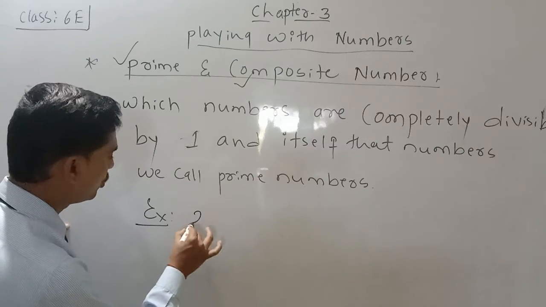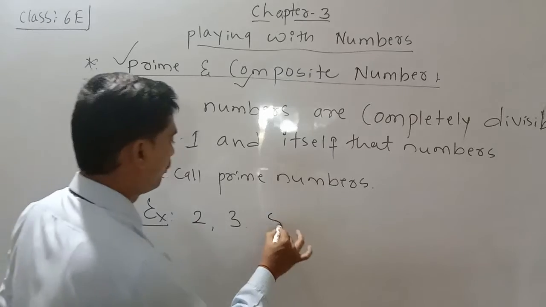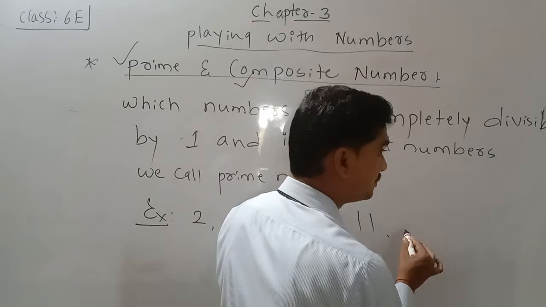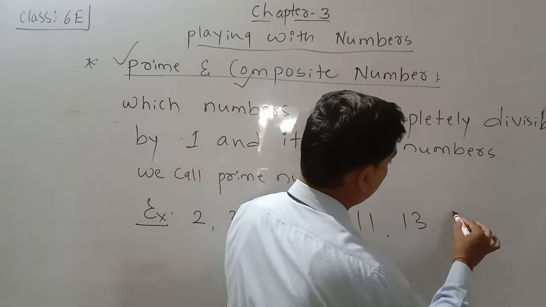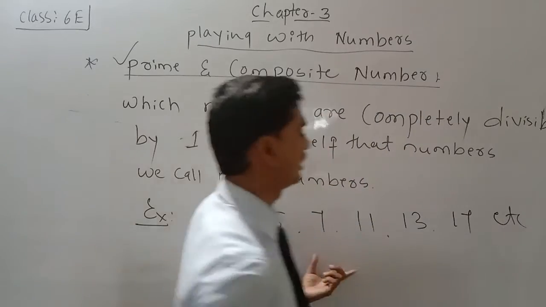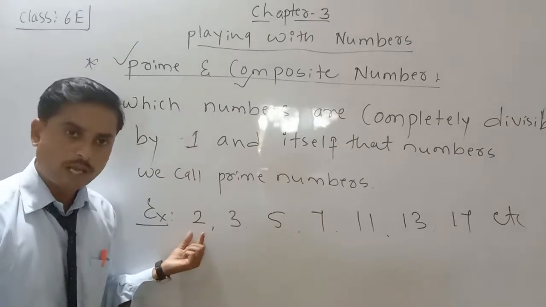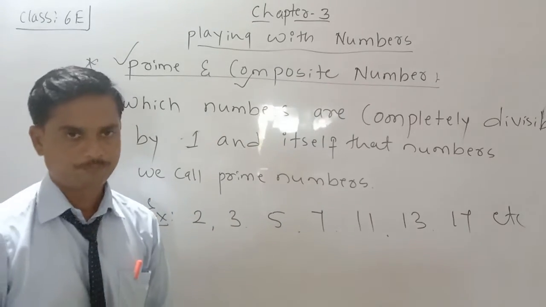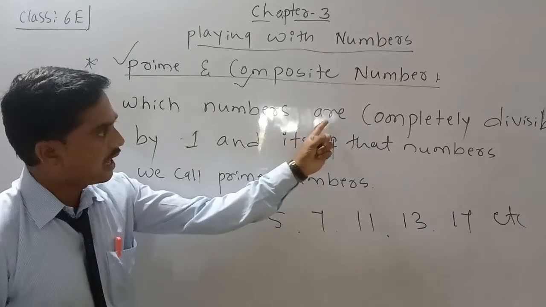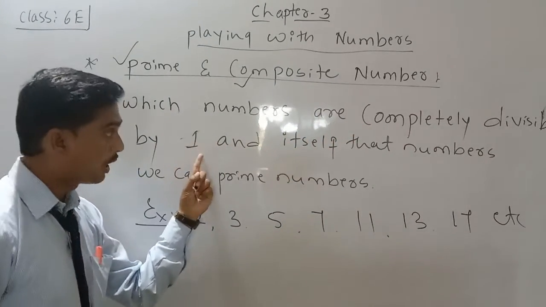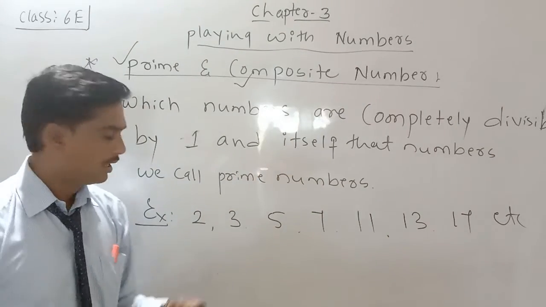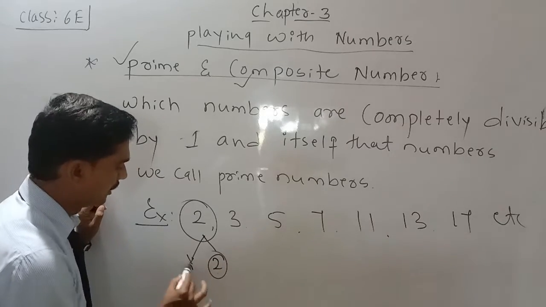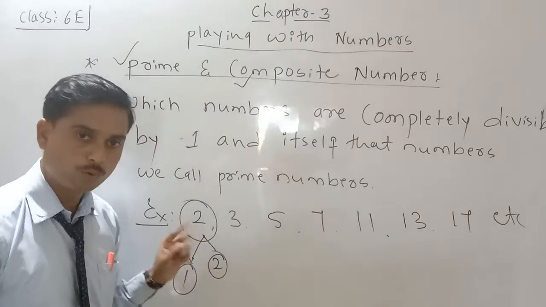Okay. Examples of prime numbers: 2, 3, 5, 7, 11, 13, 17, etc. 2 is a prime number because 2 has only 2 factors, that is 1 and 2. Remember, which numbers are completely divisible by 1 and itself? 2 is divisible by 1 and 2 only. 1 and 2 are the factors of 2 only.